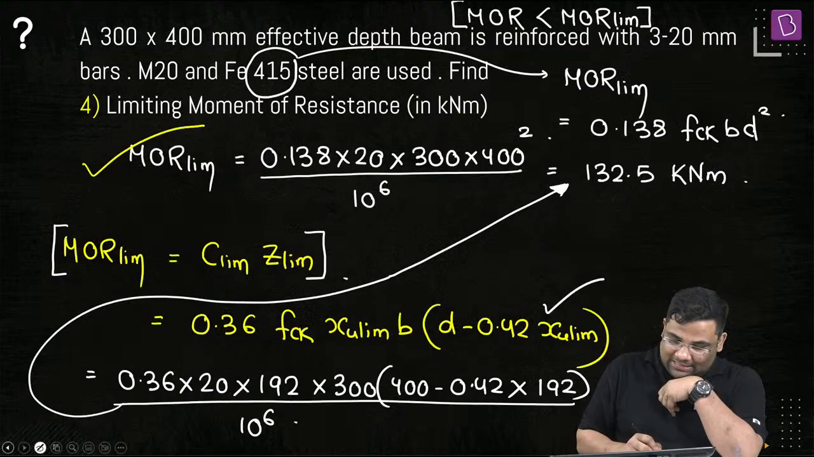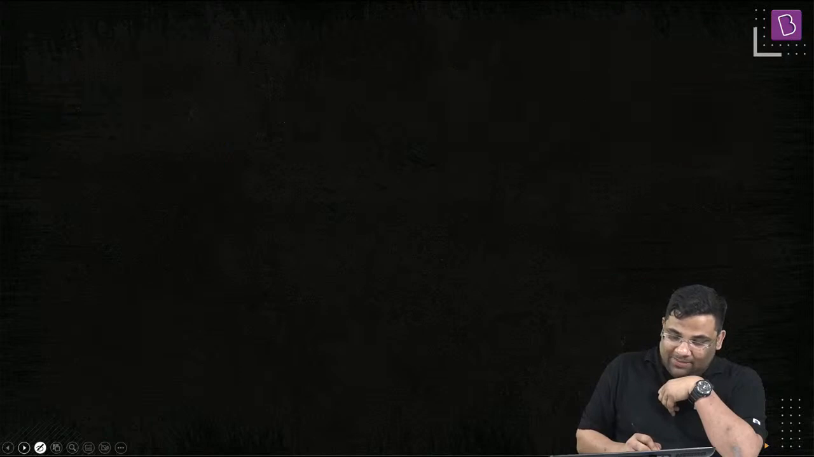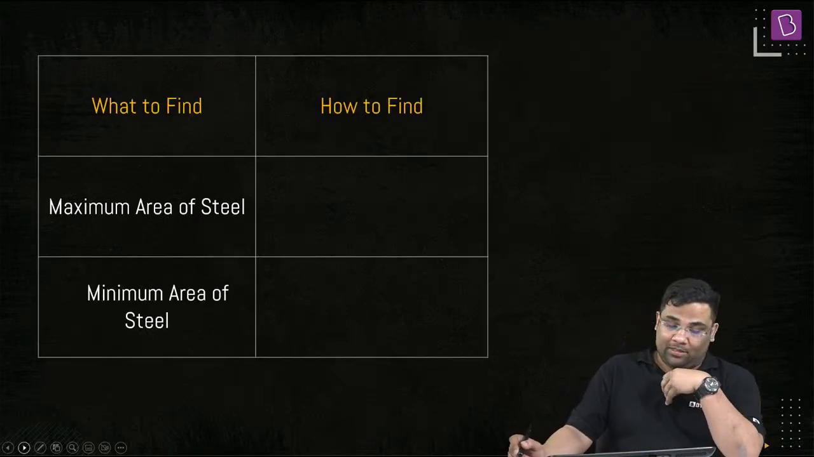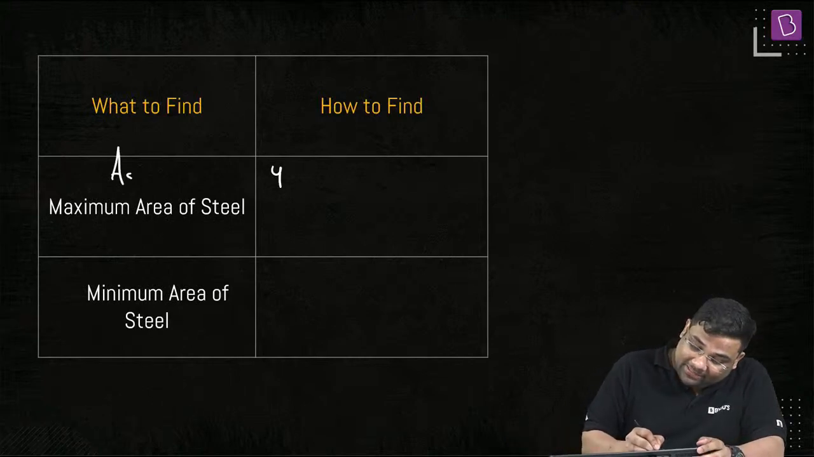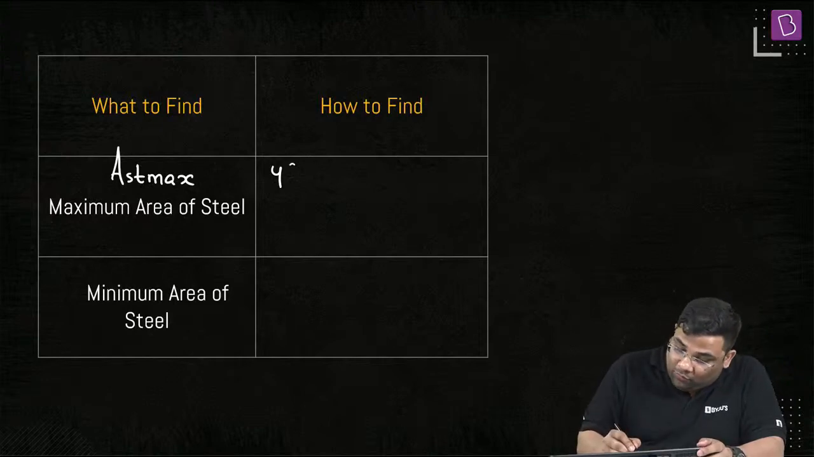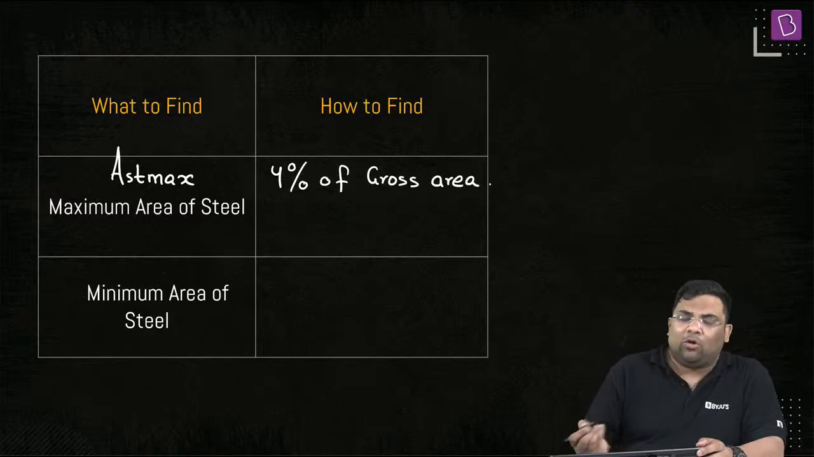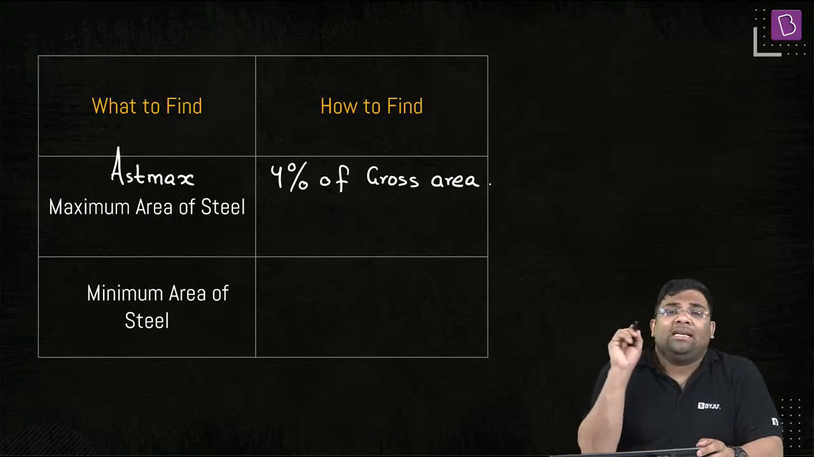The next thing which you can ask is the minimum and maximum area of steel which can be used in a singly reinforced beam. Now the maximum area of steel, remember, I can say this is Ast max. It is 4% of your gross area. 4% of gross area means what? Total area is how much?